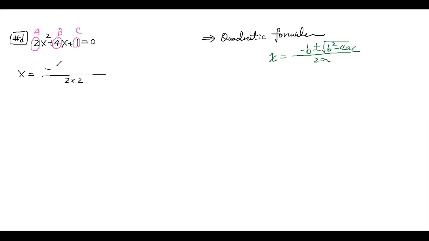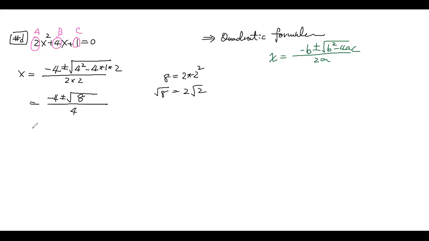Negative b, so it's negative 4, plus or minus the square root of the b squared, so it's 4 squared, minus 4ac, 4 times 1 times 2. Correct? Okay, so now this one is 4, this is negative 4. So what is this one here? 16. So the 16 minus 8 is what? Is 8, right? So I know the 8 is equal to 2 times 2 squared. So the square root of 8 will just be 2 times the square root of 2, right? Okay, so I can simplify that. So this is negative 4 plus or minus 2 square root of 2.